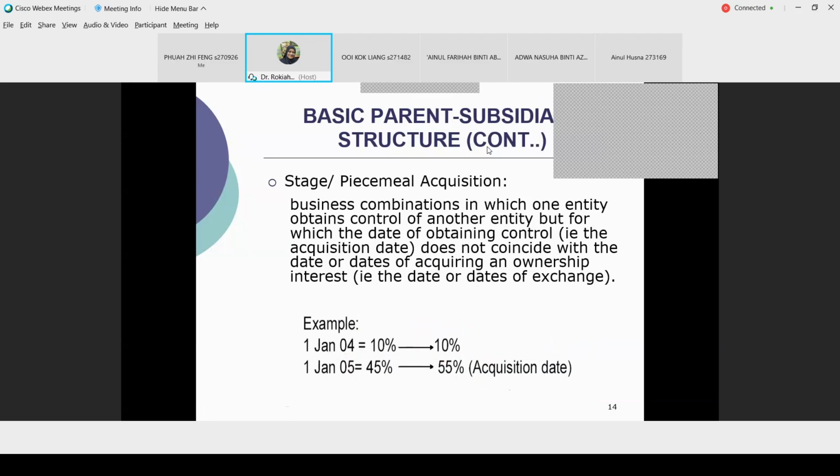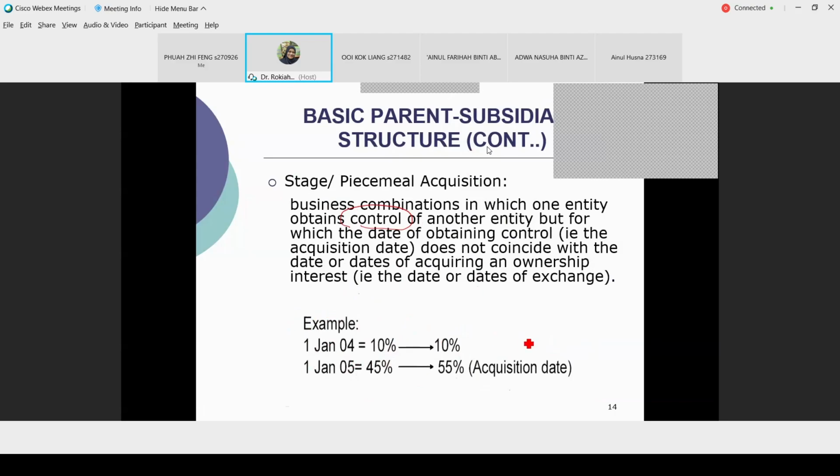This is related to the stage of piecemeal acquisition. Piecemeal acquisition is a business combination in which one entity obtains control of another entity, but the date of obtaining control does not coincide with the dates of acquiring the ownership interest. This statement is a little bit complicated, so if you look at the examples given here, maybe you will understand this one.